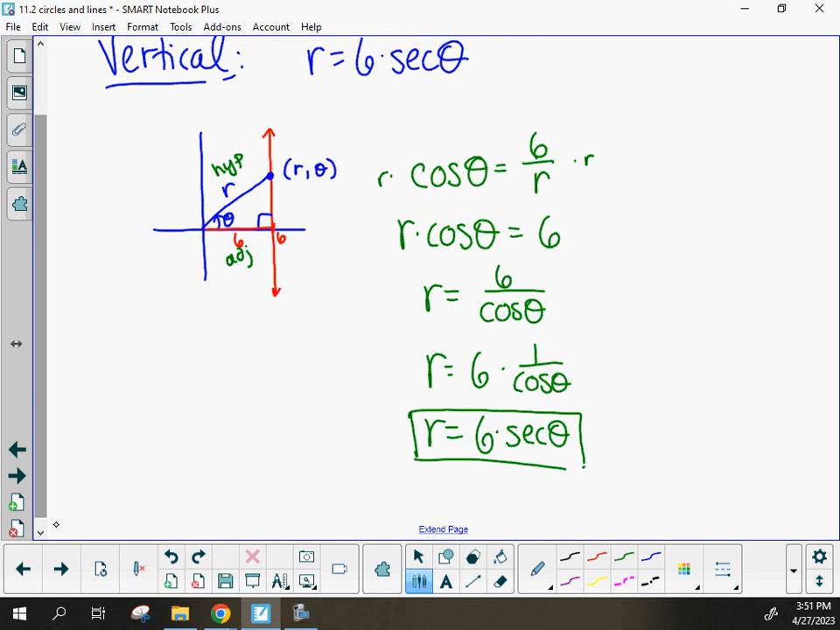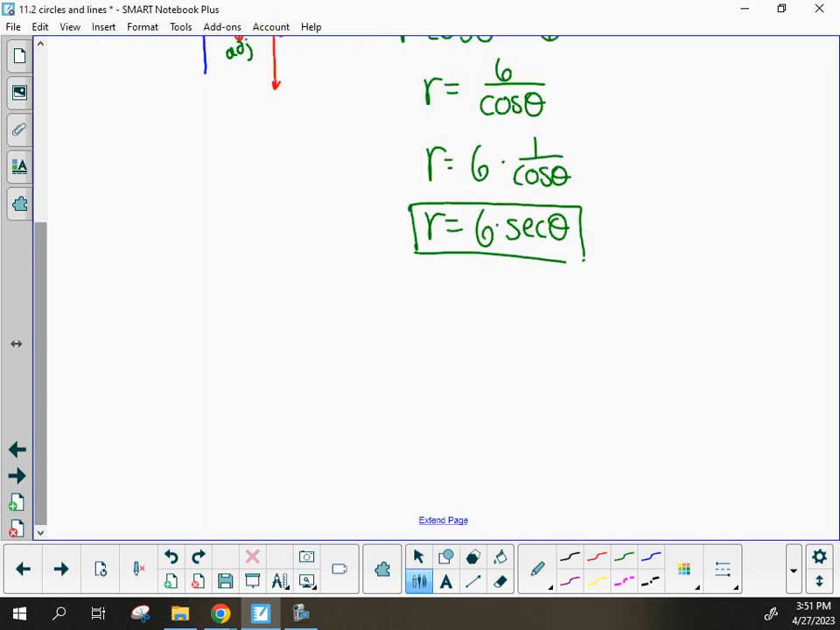Okay, one last piece. Let's see if we can use what we've seen in these last couple examples. See if you feel like you're catching on. Now we'll do a horizontal line.